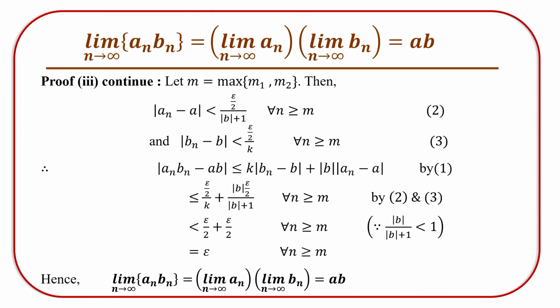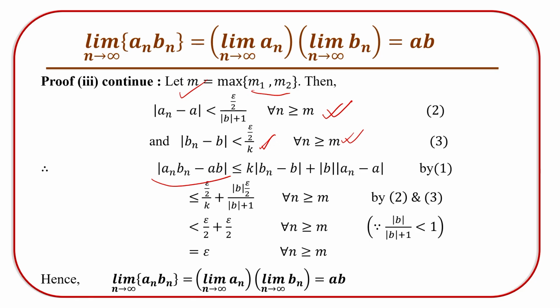So taking the maximum of these two natural numbers m1, m2 and renaming it as m, we have modulus An minus A less than epsilon by 2 divided by modulus B plus 1 for every n greater than or equal to m. Similarly, modulus Bn minus B is less than epsilon by 2 divided by k for each n greater than or equal to m.